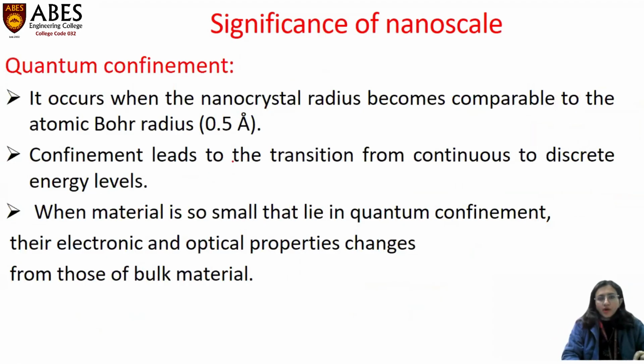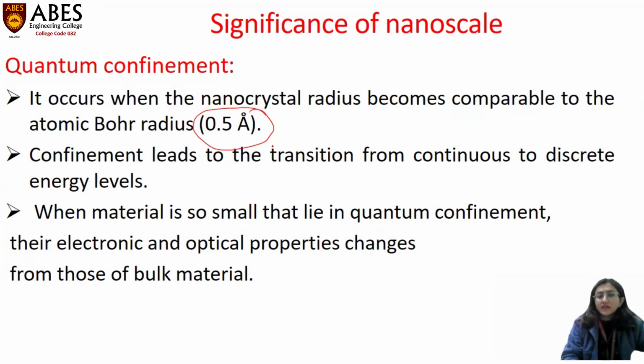Now, the second property because of which we have the significance at nanoscale is quantum confinement. Quantum confinement is when any one dimension from the 3 dimensions, x, y, z, is reduced or is comparable to the Bohr radius, which is 0.5 angstrom. So we have 3 types of confinement. If it is 1 dimension, we say it is a quantum well. If 2 dimensions of the material are in the nanoscale, we say it is a quantum wire. If it is in 3 dimensions, we say it is a quantum dot.